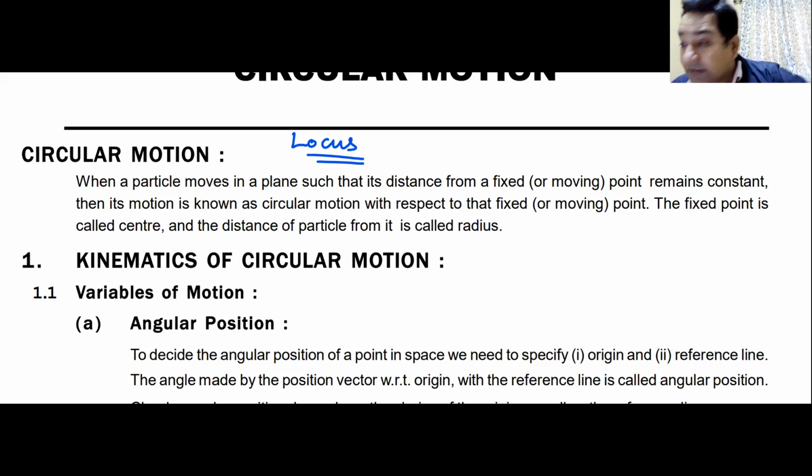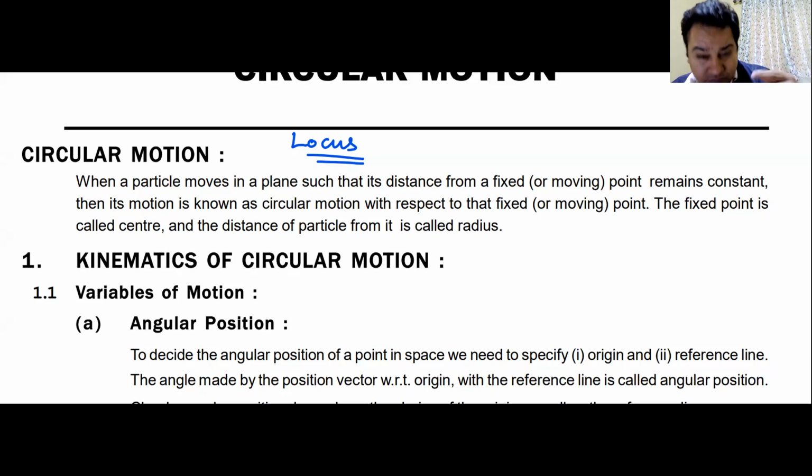What is a circle? A circle is a locus of all points. Locus is the word. A circle is a locus of all points whose distance from a fixed point remains constant. That fixed point is known as the center of the circle, and that fixed distance is known as the radius of the circle. This is how you define a circle.